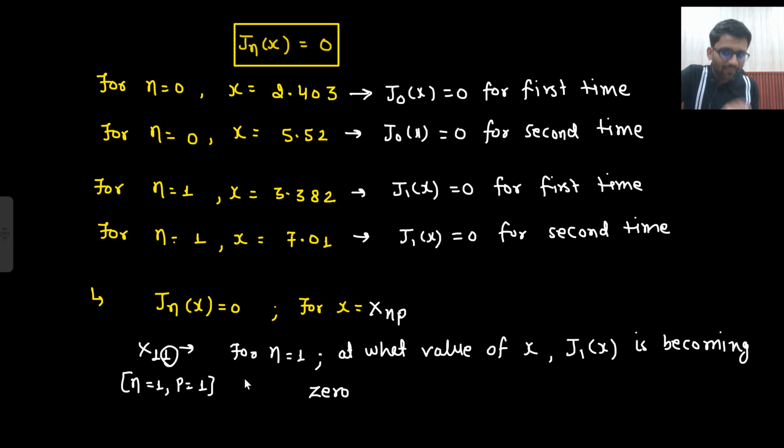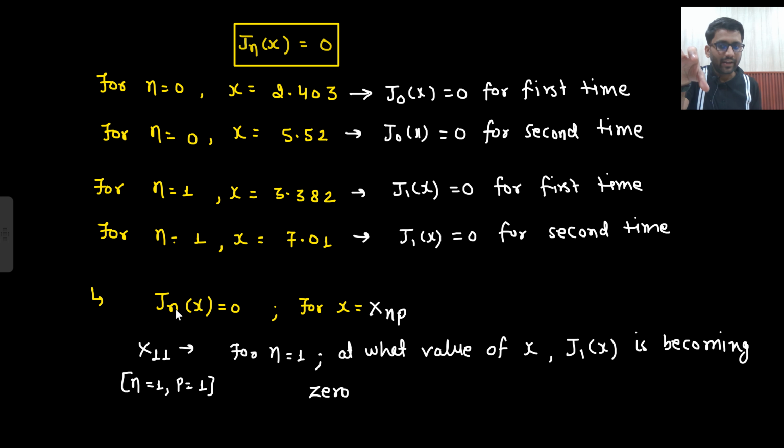For the first time. Here I could have written x12 as well. What does that mean? For n equals 1, at what value of x is J1x becoming 0 for the second time? Are you getting this point? People will study the complete circular waveguide, but they will never understand the actual meaning of x and p. So what is the meaning of x and p?